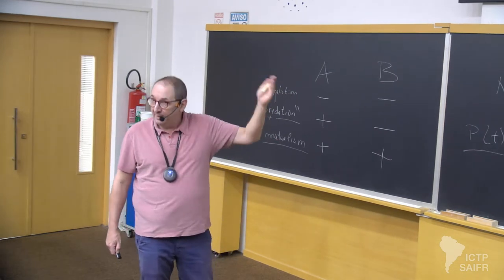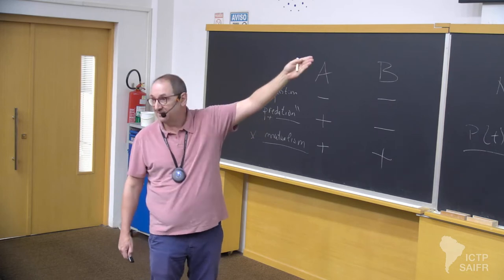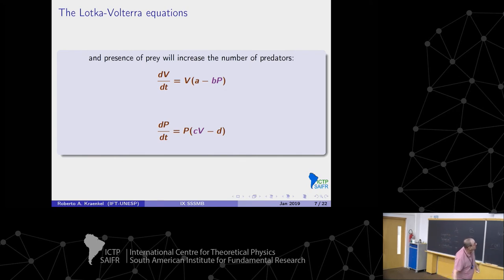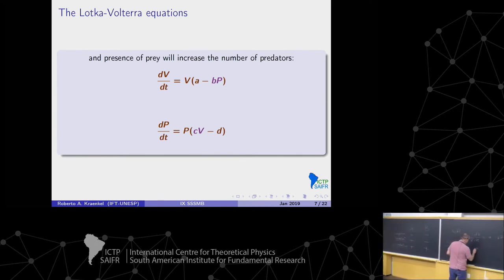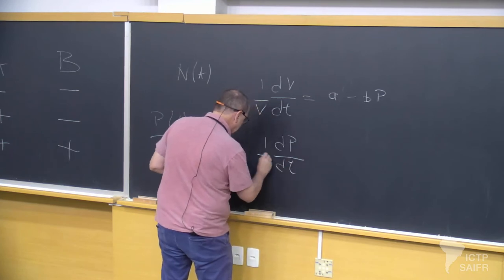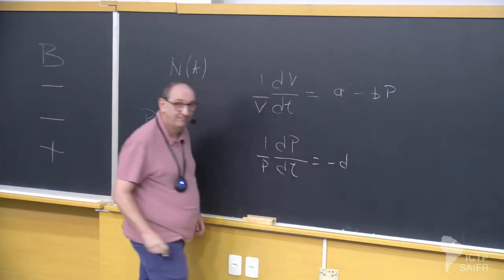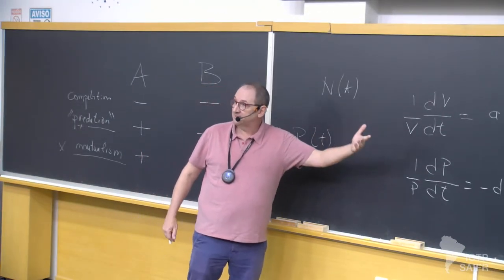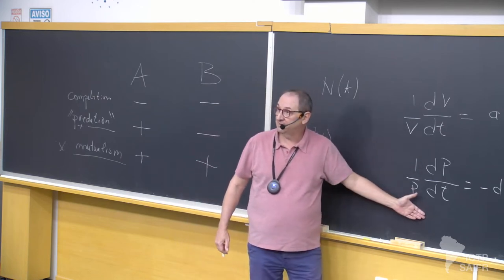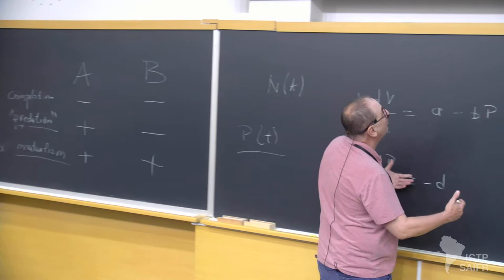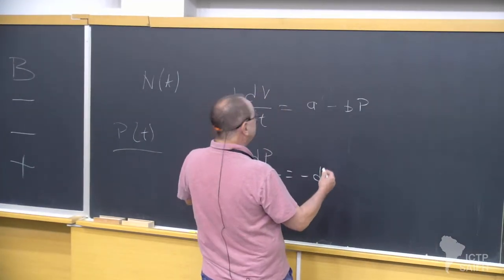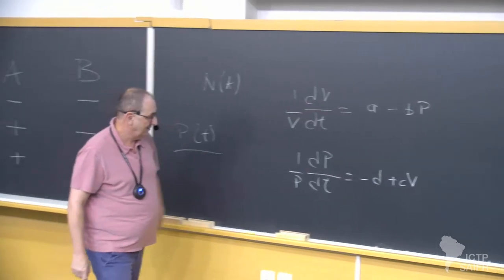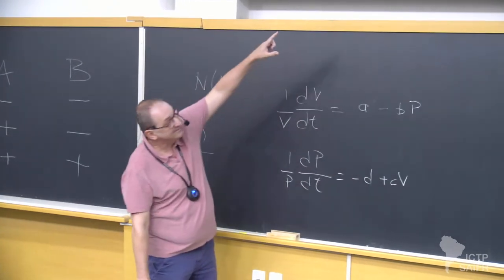So in the absence of prey, it has only a negative growth term. And now you say the presence of prey, in the same way I discussed this here, if I just put this equal to minus g. So the presence of the prey increases the amount of predators in a linear way. So I used c, plus c times V. Now you multiply this by P, and you get this equation there.